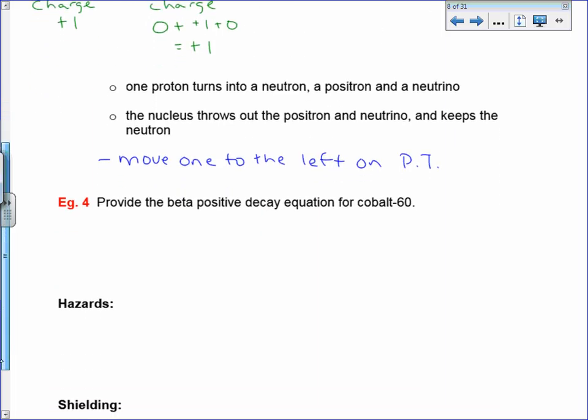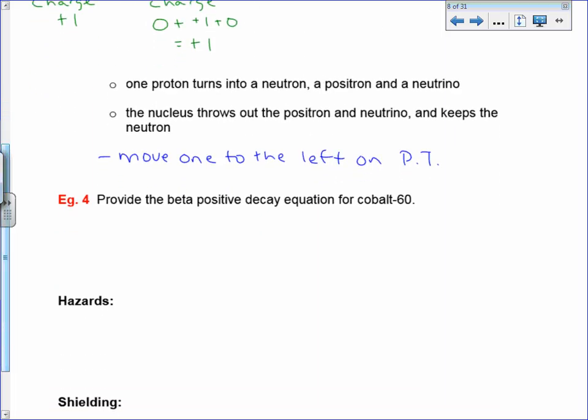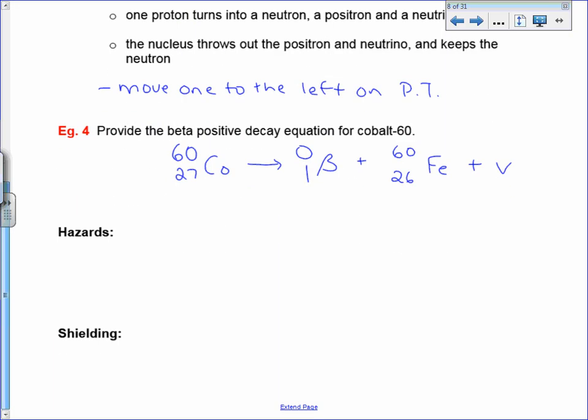So we want to provide the beta positive decay equation for cobalt-60. So same parent nucleus that we had before, so cobalt 60, 27. I better double check 27, I'm going from memory. Yep. And it's going to emit a beta positive particle. So the top number stays the same, 60, but we now subtract 1 off the bottom, so 26, which is iron. And then plus a neutrino. And for hazards and shielding, see beta negative decay, because it's the same.